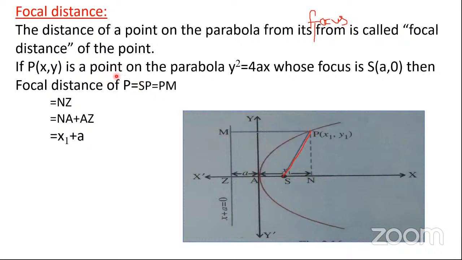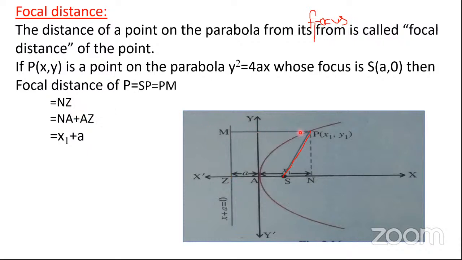Focal distance of a point P with respect to the parabola y square equal to 4ax is shown in the figure, children, when the parabola is in standard form. So the focal distance of P is equal to SP. When P lies on the parabola, we have SP is equal to PM, the perpendicular distance of the point from the directrix. Observe the figure, children. PM is equal to NZ.